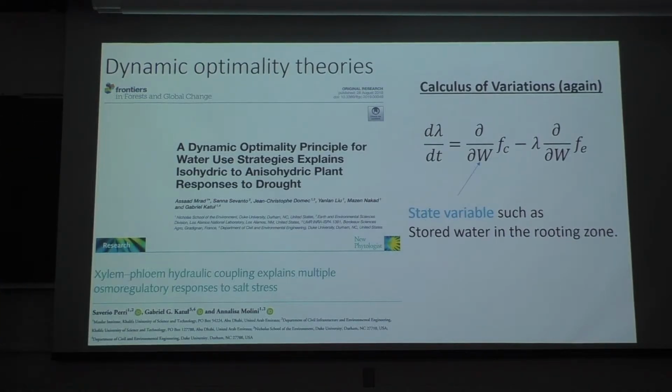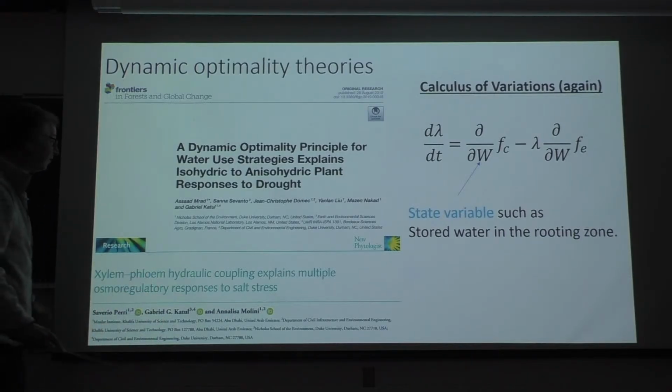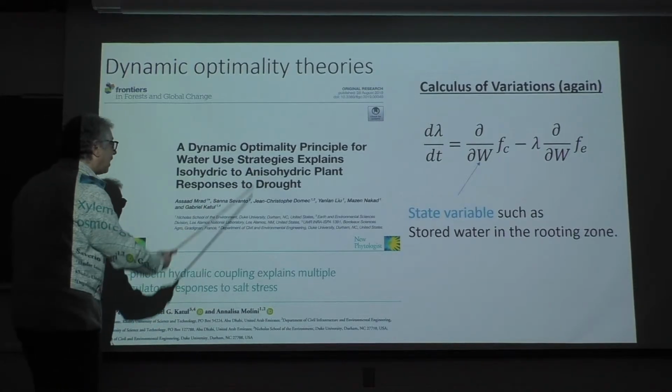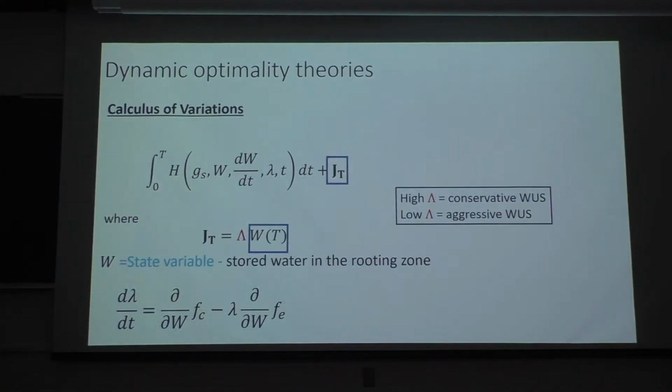And this has been done by Assad Bragg, and it has been done by Saverio Perri. Especially in the case of Saverio Perri, he did that for salinity stresses rather than moisture stresses, a different type of stress, but it has a similar impact as droughts. And Assad did that and showed, as we shall see in a minute, that you could recover a whole slew of strategies that have been reported in the literature, again, by using dynamic optimality principles.